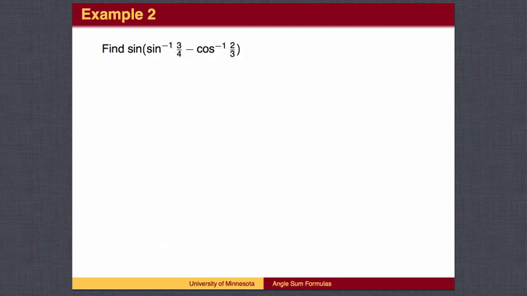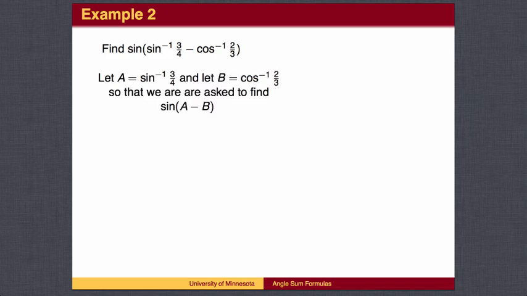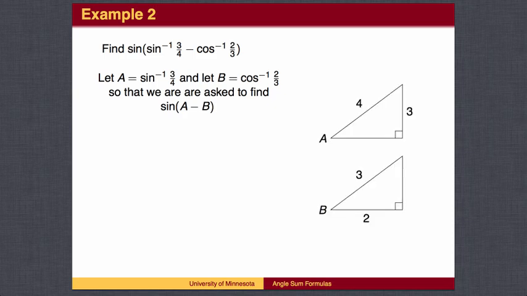We plug those 4 numbers into the formula and simplify. Here's a similar example. We may be given information about the triangles using inverse trig functions. In this problem, we have the inverse sine of 3/4, which is the angle whose sine is 3/4, and the inverse cosine of 2/3, which is the angle whose cosine is 2/3. We think of this problem similar to the previous example. We think of the angle A as the angle whose sine is 3/4, and the angle B as the angle whose cosine is 2/3, so that we are asked to find the sine of A minus B. We can label 2 triangles, find the missing side by the Pythagorean theorem.